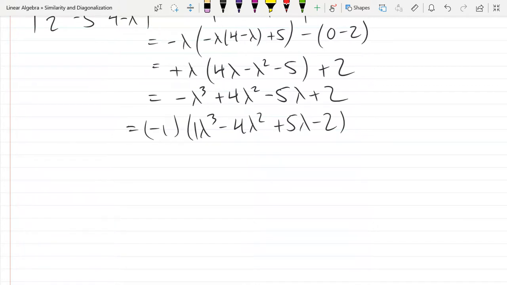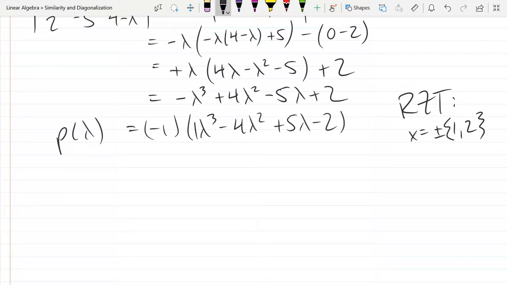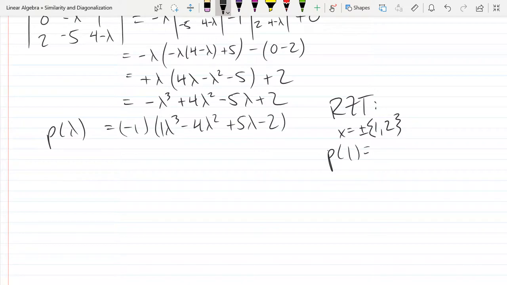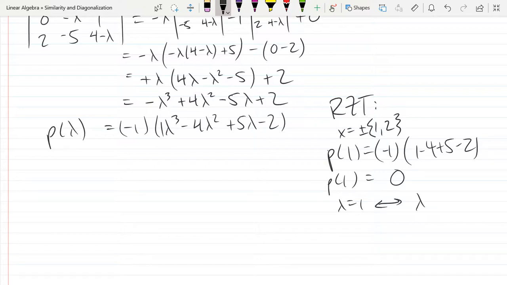I can't remember. So it's factors of 2 over factors of 1. So that's just 1 and 2 themselves, and plus and minus. I'll call this P of lambda for polynomial of lambda. That negative 1 won't make a difference in terms of it being 0 or not, so I could pretty much ignore it. So I got 1 as a lambda value.